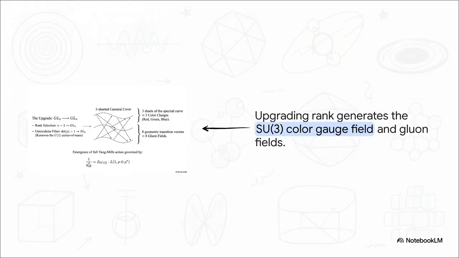Finally, Section 6, Expanding to Strong Force. Let's scale this up one last time to see how this handles atomic nuclei. By simply upgrading the matrix rank of the Galois representation from 2 to 3, going from GL2 to GL3, the mathematics natively generates a 3-sheeted spectral curve. This perfectly mirrors the 3 color charges of quarks. And the transitions between these sheets, they naturally yield the 8 geometric transition vectors, which correspond exactly to the 8 gluon fields of the strong nuclear force. It just falls right out of the math.